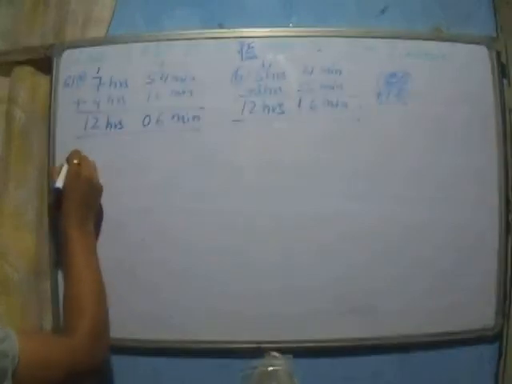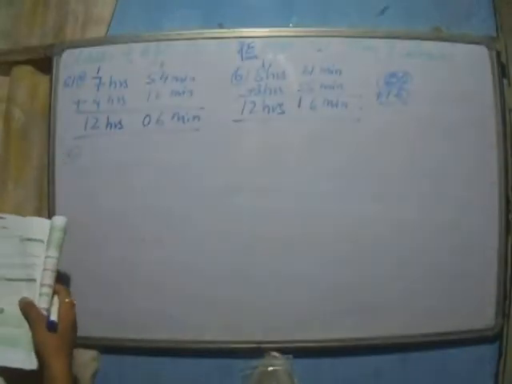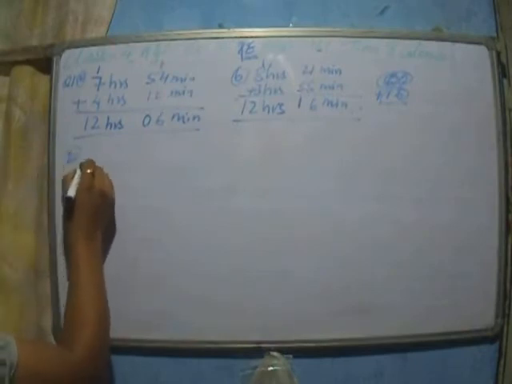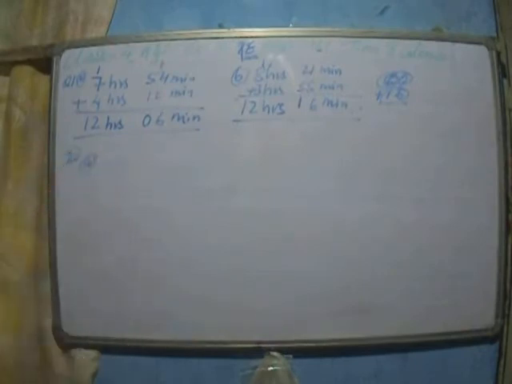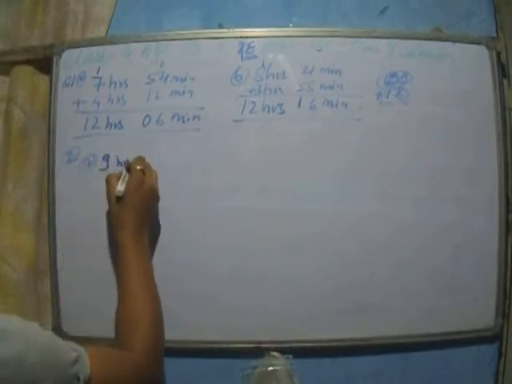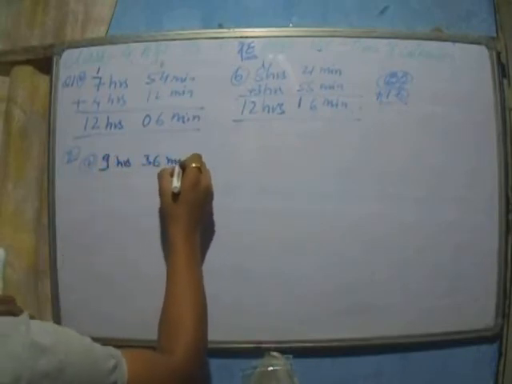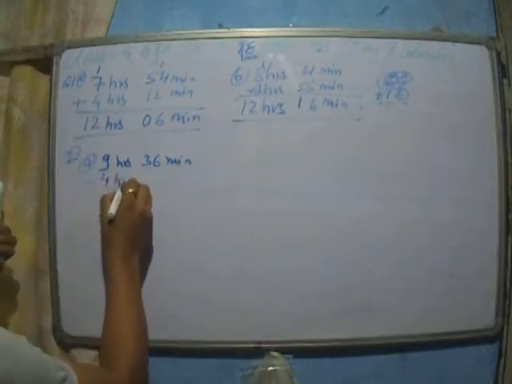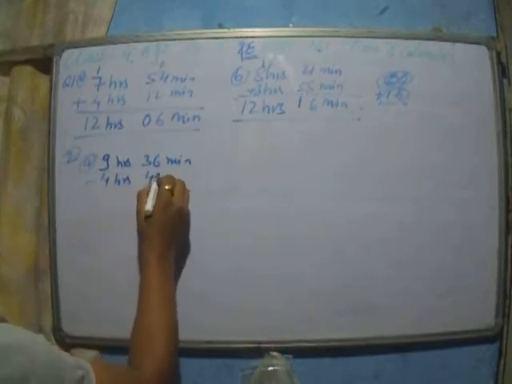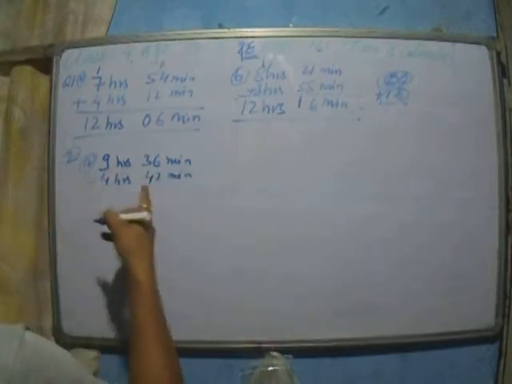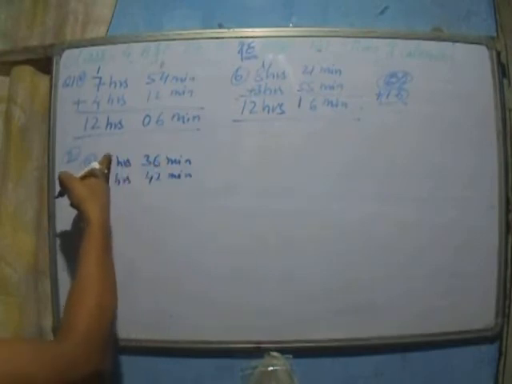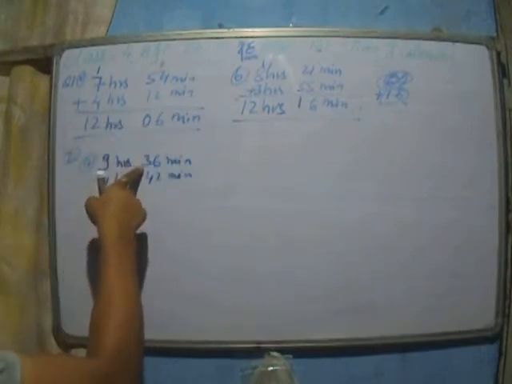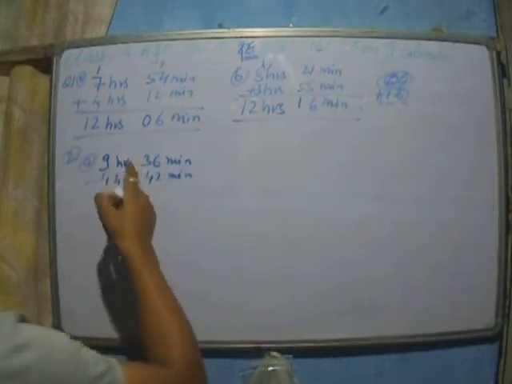Now question number C. We need to subtract, not question number C, this is question number 2A. We need to subtract. So here 9 hours 36 minutes, 9 hours 36 minutes, then minus 4 hours, then 42 minutes. Now here when we borrow, so from here 1 hour gets subtracted, here this will get added 60 minutes. In this case we get added 60 minutes.